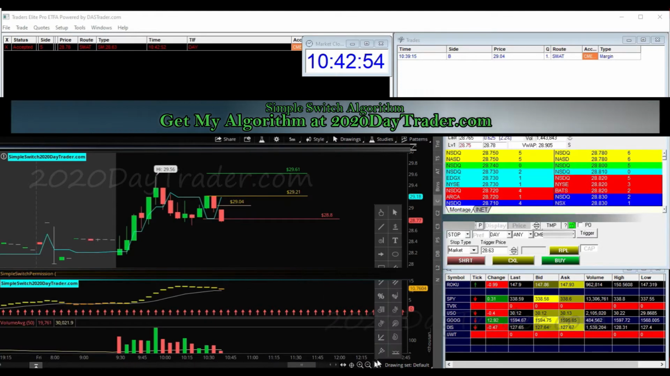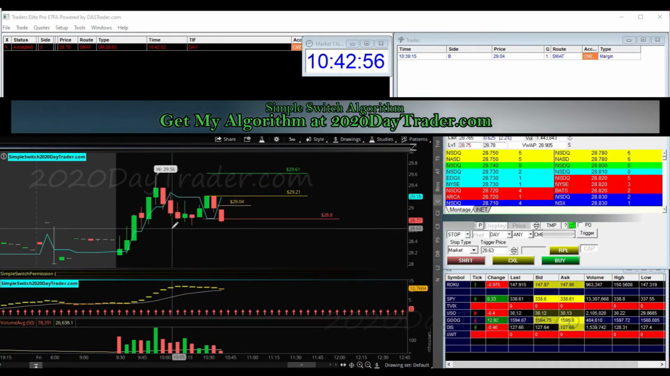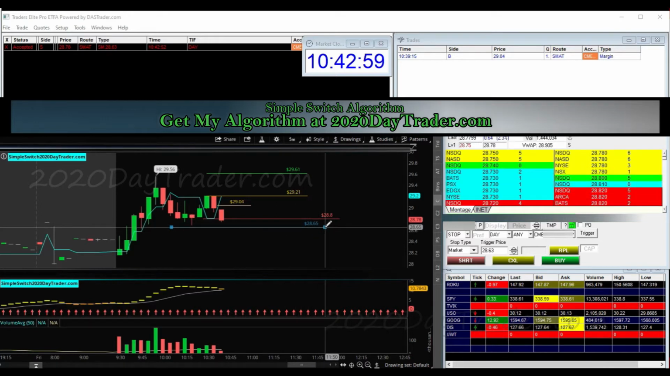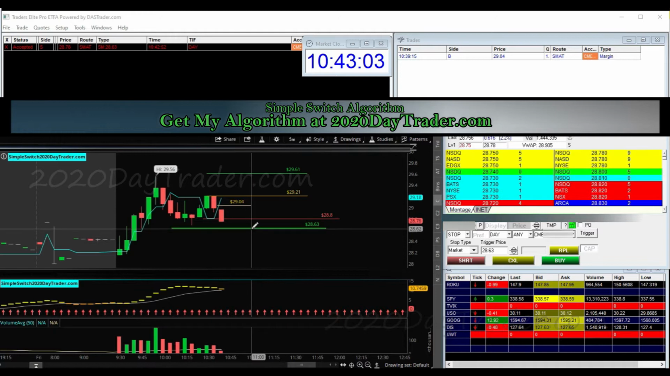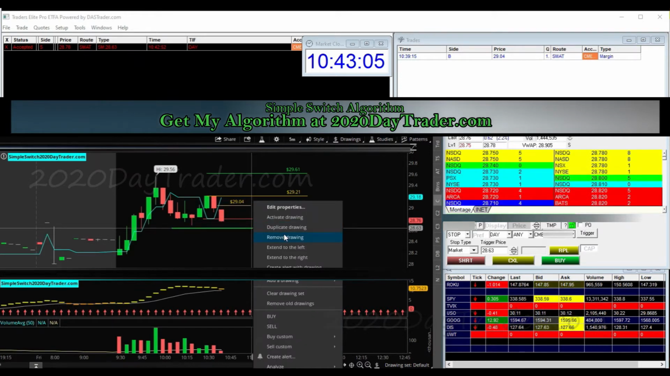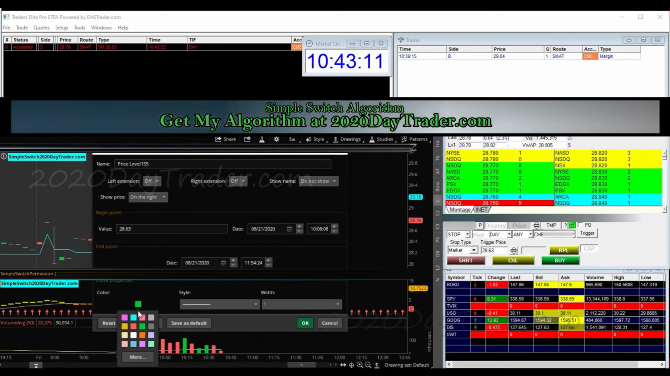All right, let me draw my little line. Alright, great. So here's my stop now. So if it breaks this, then it most likely will be going another direction. Okay, properties, red.